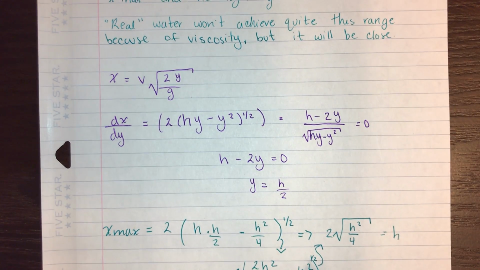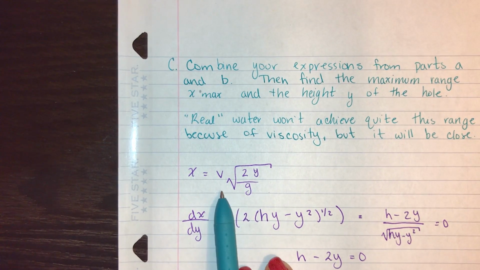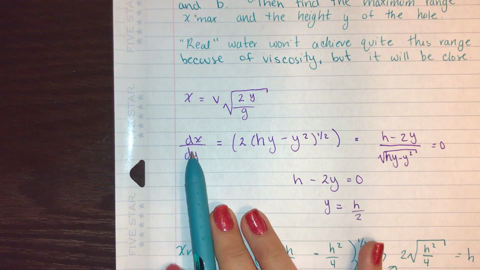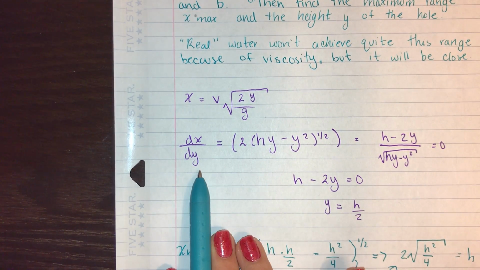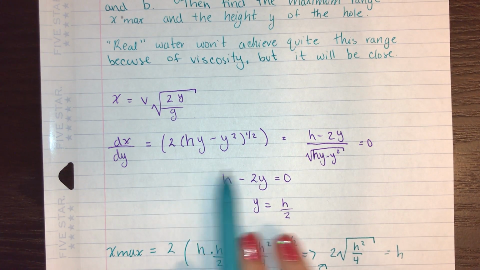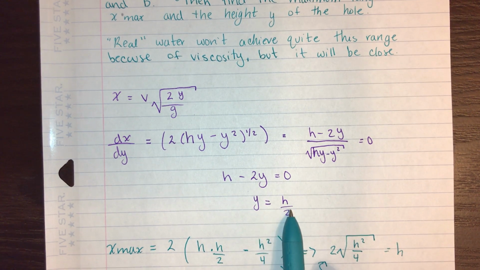For part C, we are asked to combine the expressions from part A and part B so that we can find the maximum range x max at the height y of the hole. So here from part B, we have that x is equal to v times the square root of 2y over g, and we want to find the derivative of x with respect to y, and after we have done the math, we find that y is equal to h over 2.